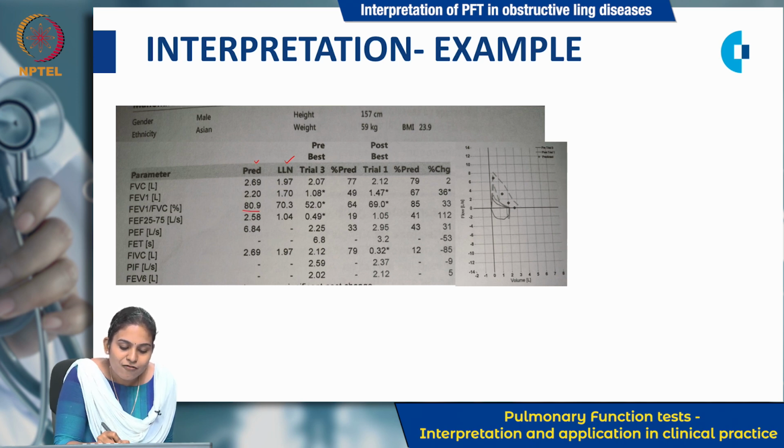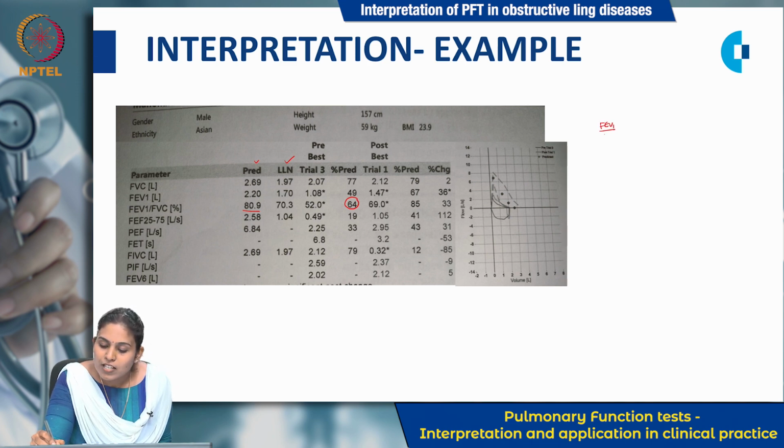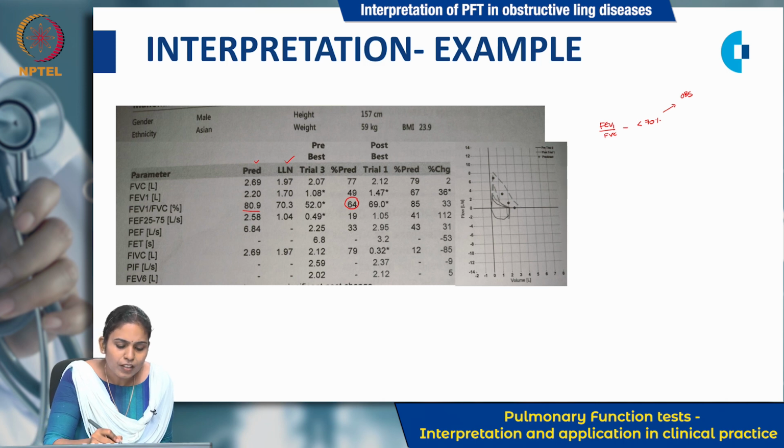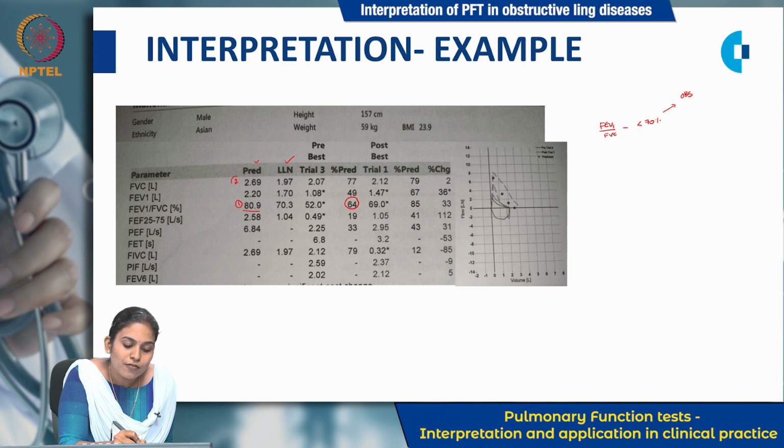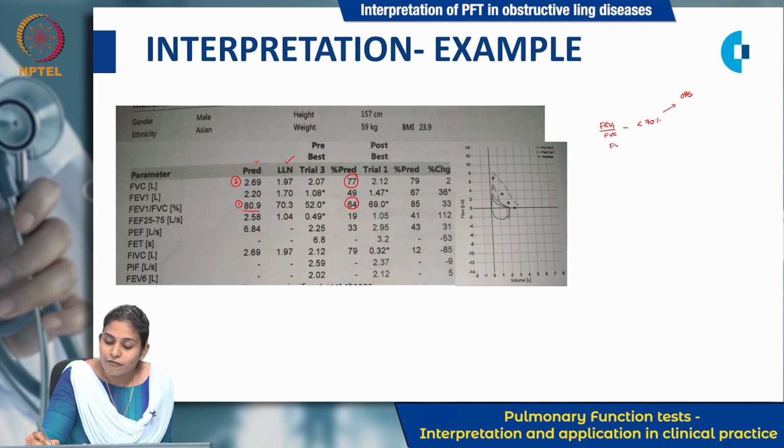So here we are seeing this FEV1 by FVC ratio is 80.9 percentage. According to this value, the percentage of predicted is 64. So that means your FEV1 by FVC ratio is less than 70 percentage, right? So that means the person is falling under the obstructive pattern. Then you move on and see your FVC value, which is fairly normal. If we take more than 80 percentage as normal, here it is 77 percentage, so we take the FVC as almost normal, right? So that means the person is having pure obstruction.